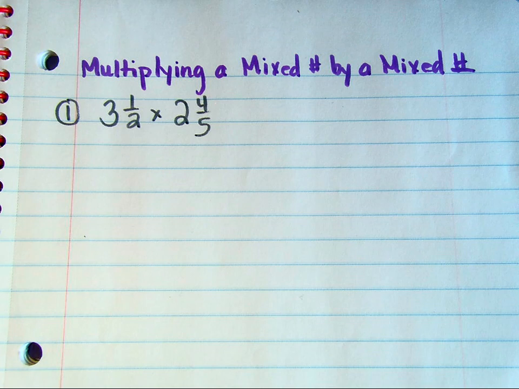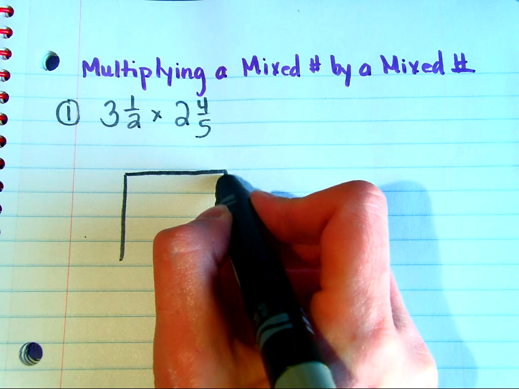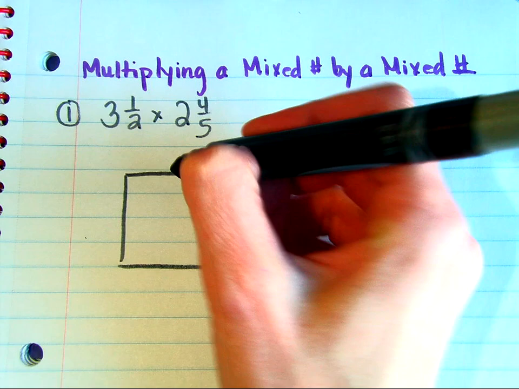Today we will learn how to multiply a mixed number by another mixed number. We're going to use a method similar to partial products. First, I'm going to draw a box. When I draw this box, I want to leave plenty of room to show my work.